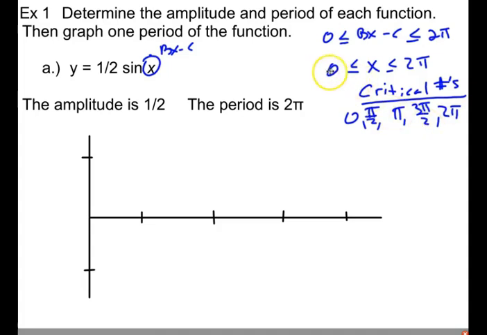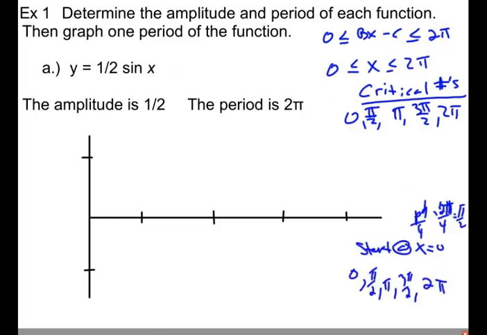Another way to look at it is I could start at my endpoint, and since my period is 2 pi, I can add 1/4 of 2 pi. So I take the period, divide by 4, 2 pi divided by 4 is pi over 2. 0 plus pi over 2 is pi over 2, plus pi over 2 is pi, plus pi over 2 is 3 pi over 2, plus pi over 2 is 2 pi. I don't care which method you use, finding 3 midpoints or taking a quarter of the period and adding it to the starting point. That really is up to you, as long as you do it correctly.